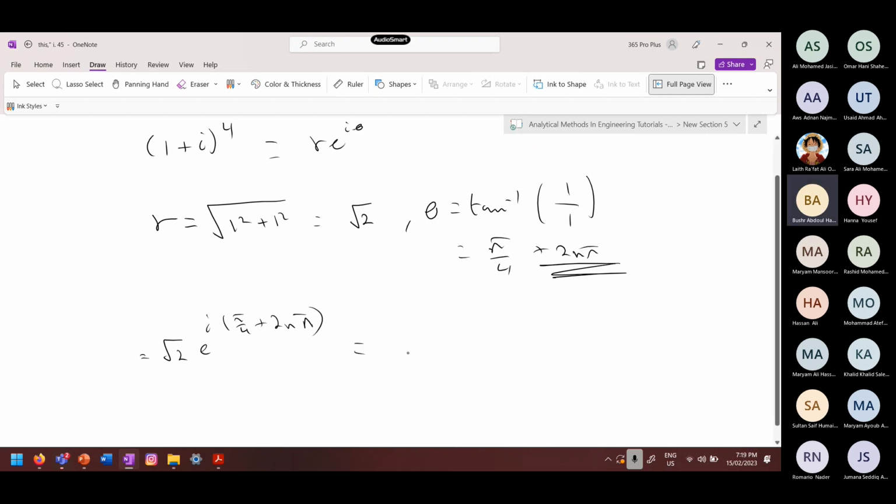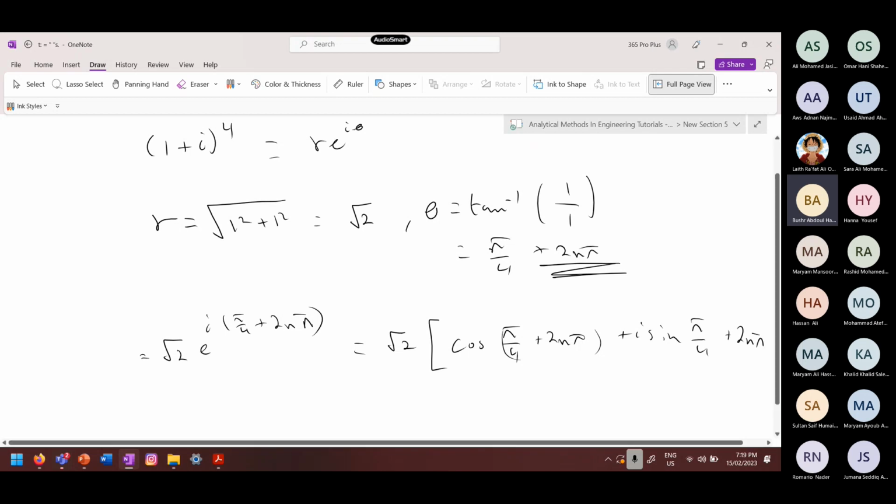Change this to the cosine and sine form, which is the imaginary form. Square root of 2 cosine pi over 4 plus 2n pi, plus I sine pi over 4 plus 2n pi.